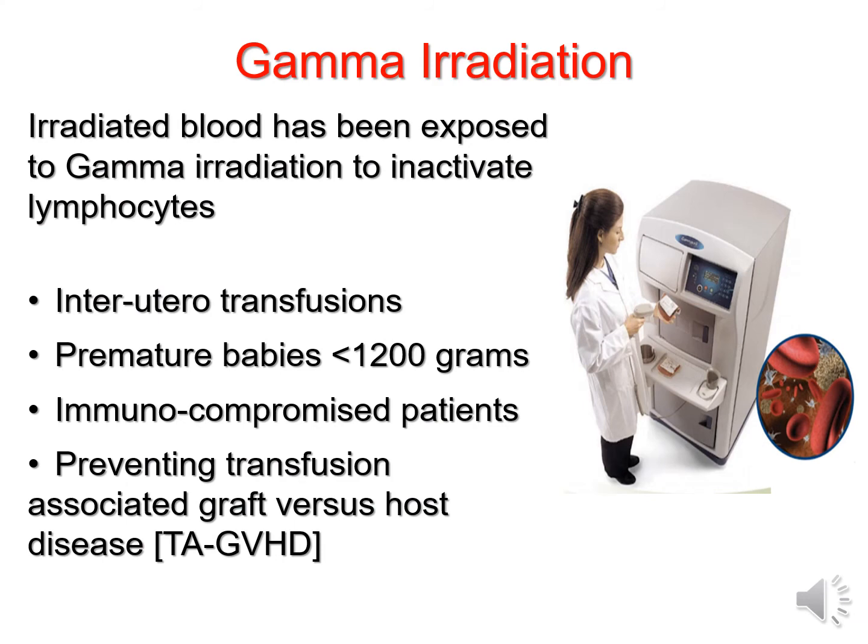There's also a technique called gamma radiation. And irradiated blood has been exposed to gamma irradiation to inactivate lymphocytes. This is typically used for intrauterine transfusions, premature babies, immunocompromised patients, preventing transfusion-associated graft versus host disease.